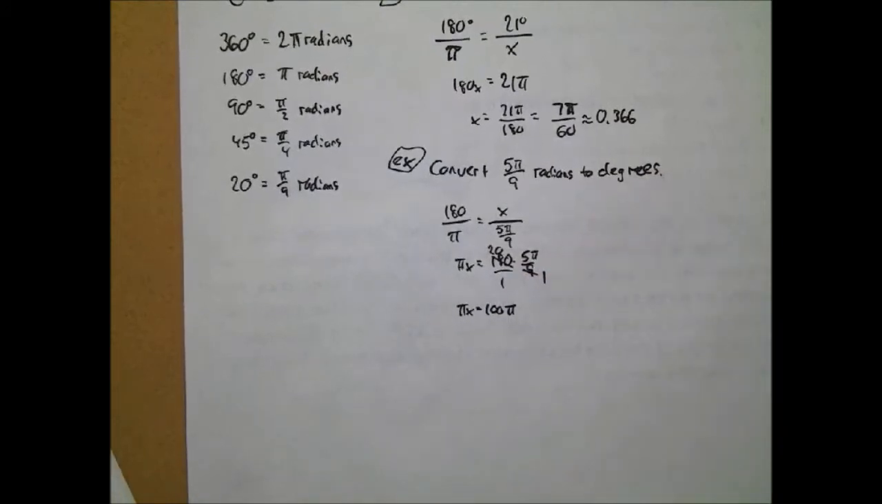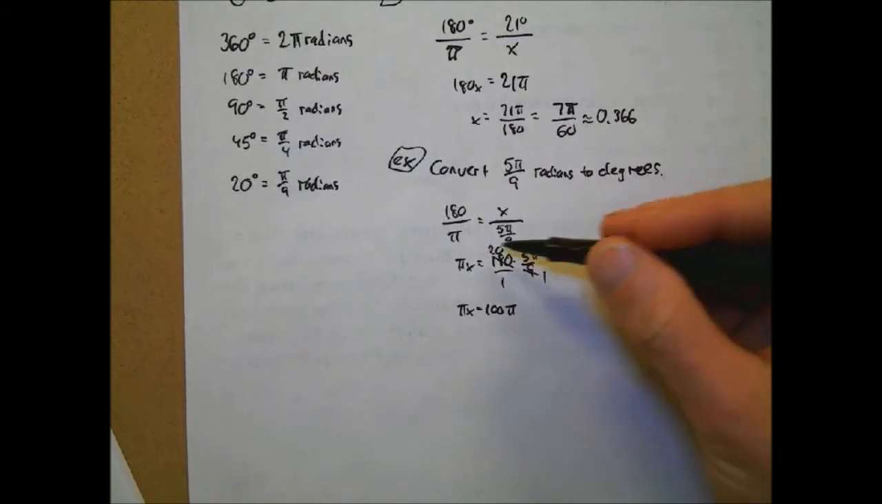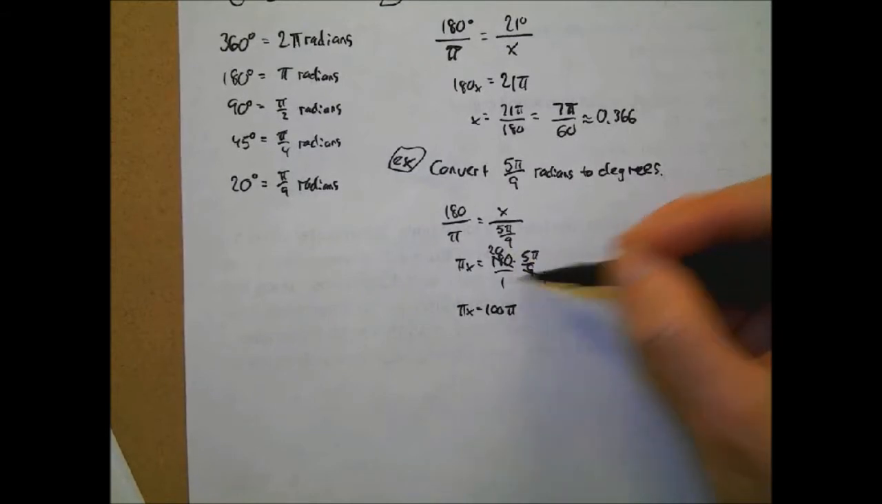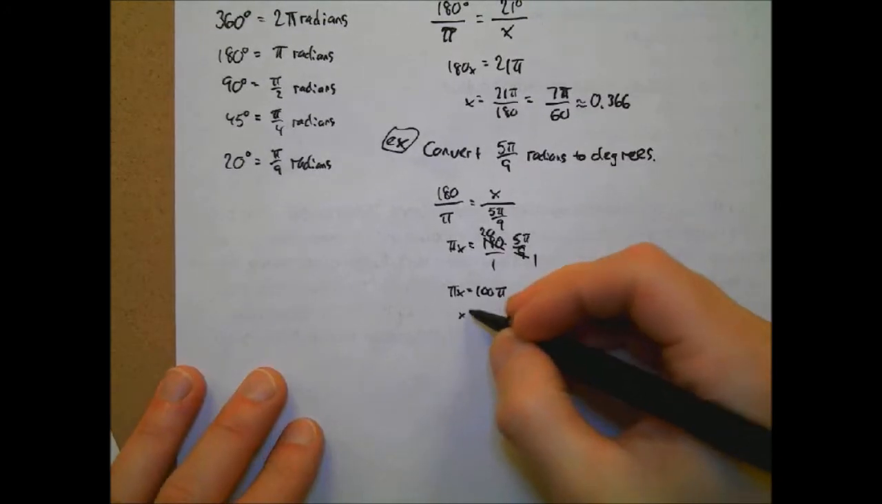Okay. 180 and the 9 simplified, right? We can cross-simplify the fractions there before we multiply them out. So the 180 and the 9 becomes 20 and a 1. So 20 times 5 pi, 100 pi over 1. So just 100 pi. Okay. And then final step, divide both sides by pi, so we get x is 100 degrees.